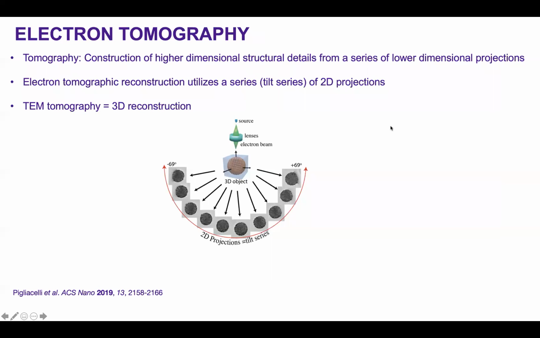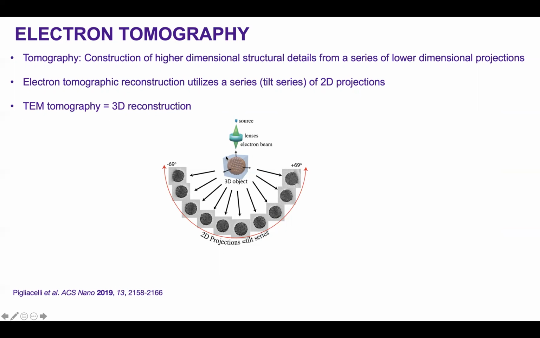So what is tomography in general? A simple definition for tomography is the construction of higher dimensional structure using a series of lower dimensional projections. So if I have a series of one-dimensional projections, then you construct a two-dimensional structure. If you have a series of two-dimensional projections, then your reconstructed or tomographic structure is three-dimensional. In TEM, by default, we collect 2D projections. Therefore, TEM tomography means 3D reconstruction, or these two are essentially the same.